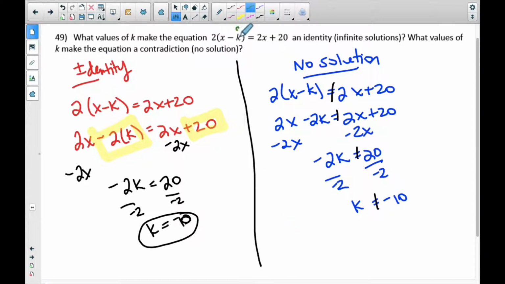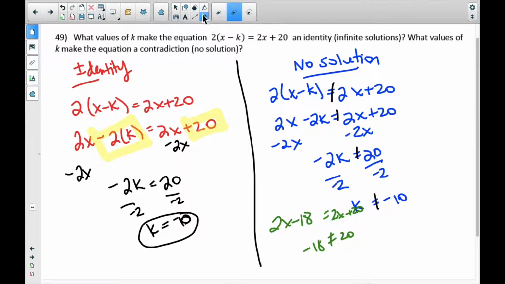Okay, if I plugged in a 9 here, I'd get 2x minus 18 is equal to 2x plus 20. Well, -18 does not equal 20. Okay, so 9 makes it a no solution. What if I pick something bigger, like 11? Okay, I'd get 2x minus 22 is equal to 2x plus 20, and the 2x's cross out, and I get a -22 is equal to -20, or positive 20, and that's not true, still a no solution.